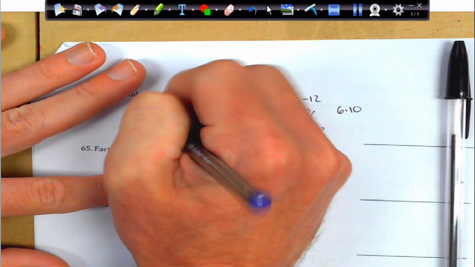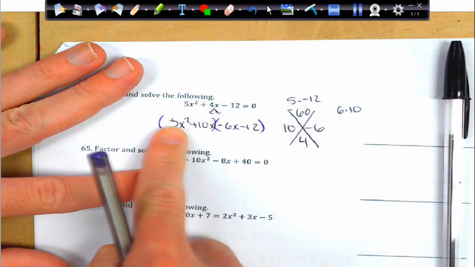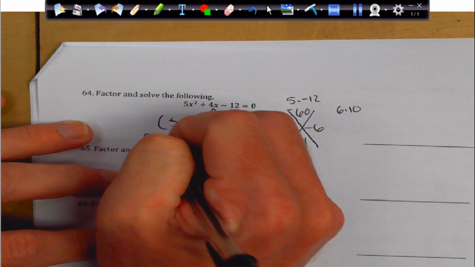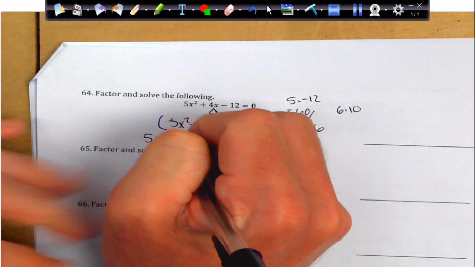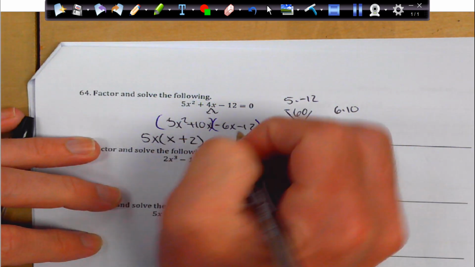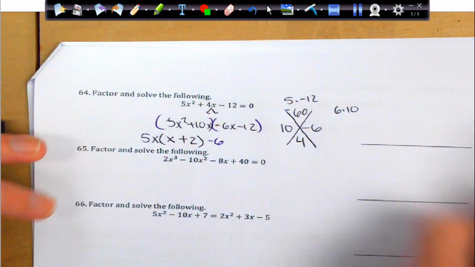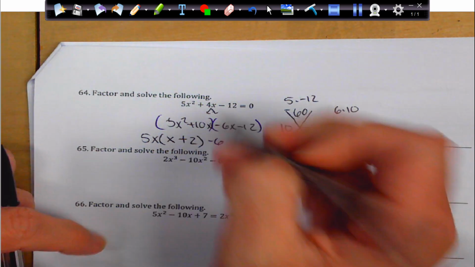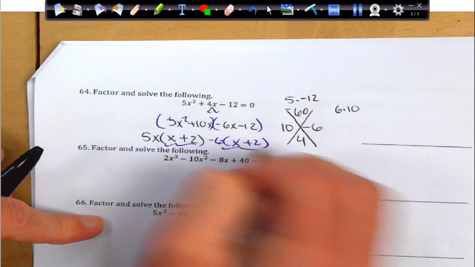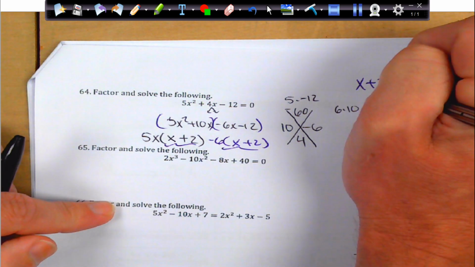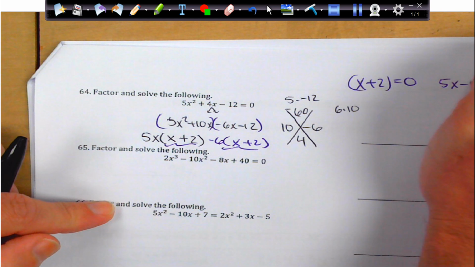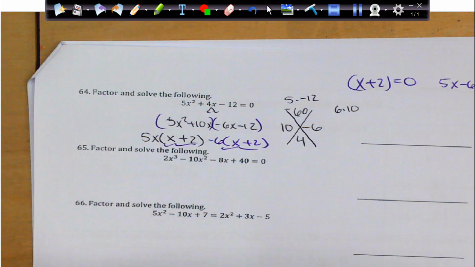And here we factor by grouping. What can I pull out of this? Well, I can pull out a 5x. So we get 5x, that ends up being x plus 2. And over here, I want to get x plus 2, so I'm going to pull out a -6. And I should get x plus 2. Those are the same. So I get x plus 2 as one of my factors, which I'm going to set equal to 0. And I get 5x minus 6 as my other factor, set equal to 0.